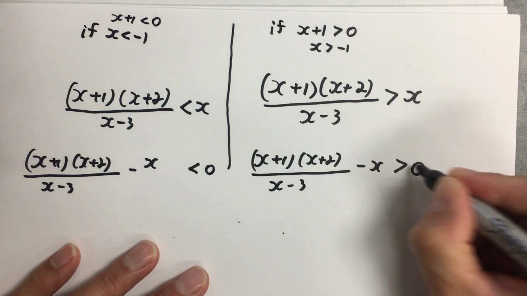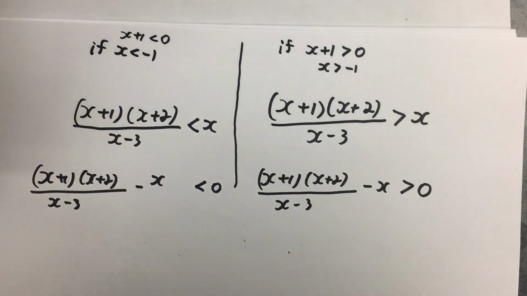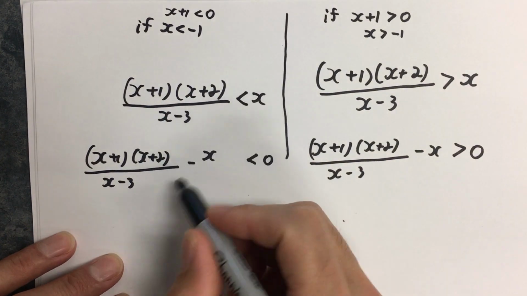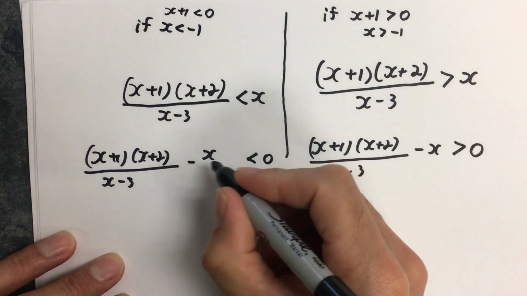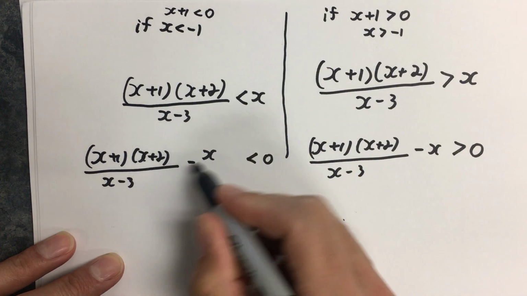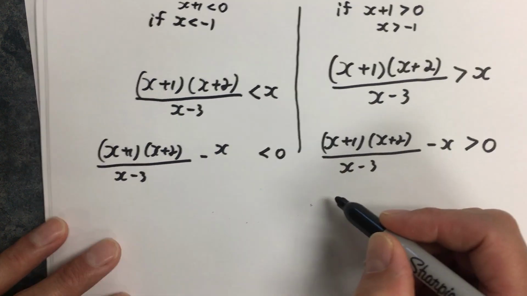Or it's greater than 0. And again, that just depends on what x's value is. Okay, so now to keep going, I want to turn this into something a little more manageable. So I'm going to combine those. I'm going to subtract the terms by multiplying this term top and bottom by x minus 3.